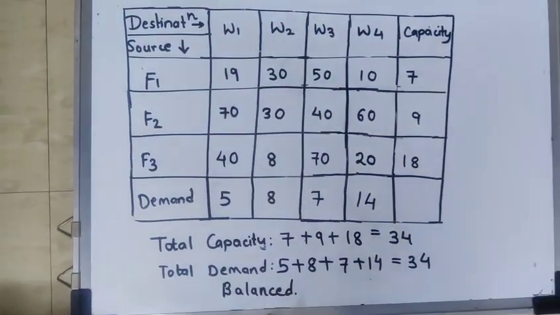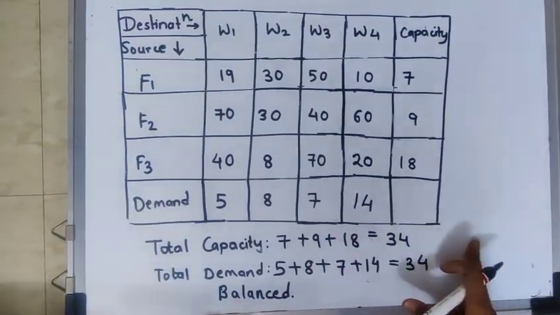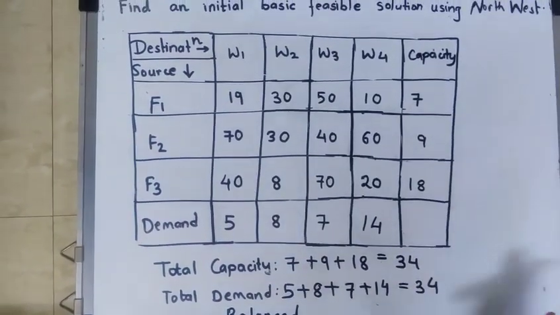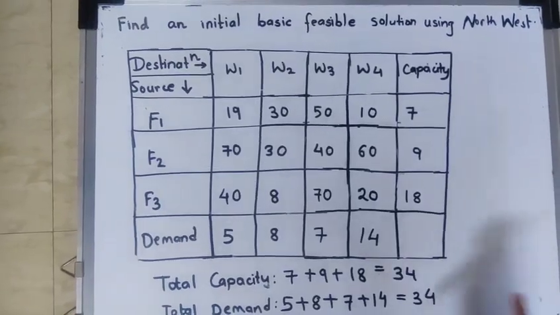If it is balanced, then only we can solve it further. If it is not balanced, we need to make it balanced by adding a dummy row or dummy column, which we will check out in the next video.